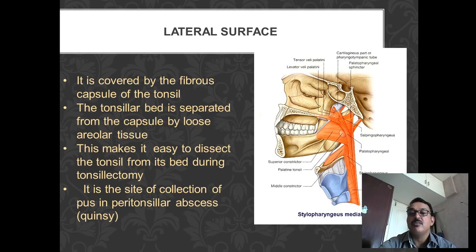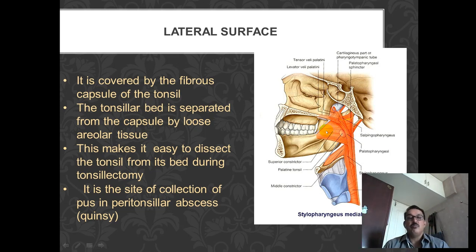Coming to the lateral surface, this is the view of the tonsil from the inner aspect, that is the cut section of the skull, and you are watching the tonsil from the medial aspect. This is the superior constrictor, and here you can see the palatopharyngeal muscles, palatopharyngeus, the salpingopharyngeus and all that, and this is the area where the tonsil is located.